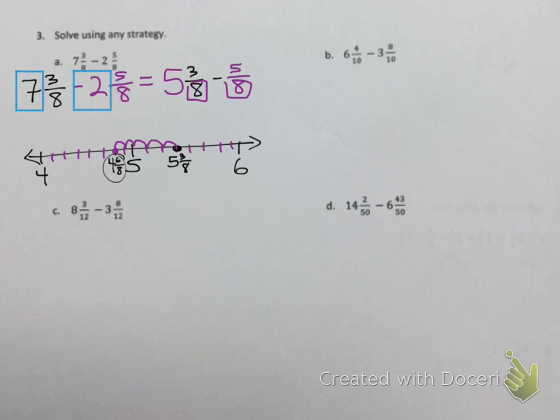It's really clean, really neat, simple, makes sense. So you decide on what strategy you want to use. You can solve using any strategy here, the number bond or the number line. It's up to you. All right, great job today. I hope you feel comfortable having a choice in order to find the difference of mixed numbers. Have a great day.